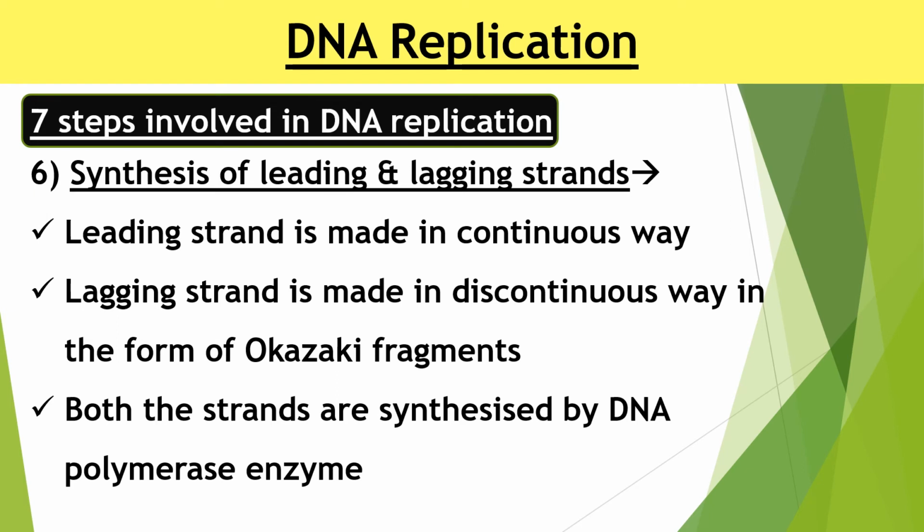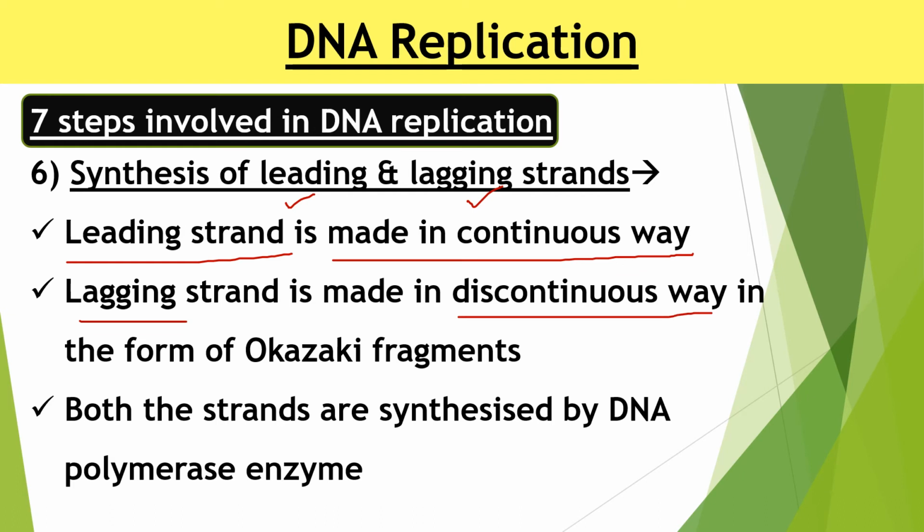Let us understand how exactly the new strands are synthesized. So there are two strands. One is called the leading strand and the other one is called the lagging strand. The leading strand is the one which is made in the continuous way, whereas the lagging strand is the one which is made in the discontinuous way in the form of Okazaki fragments. Both these strands are synthesized with the help of an enzyme called DNA polymerase.